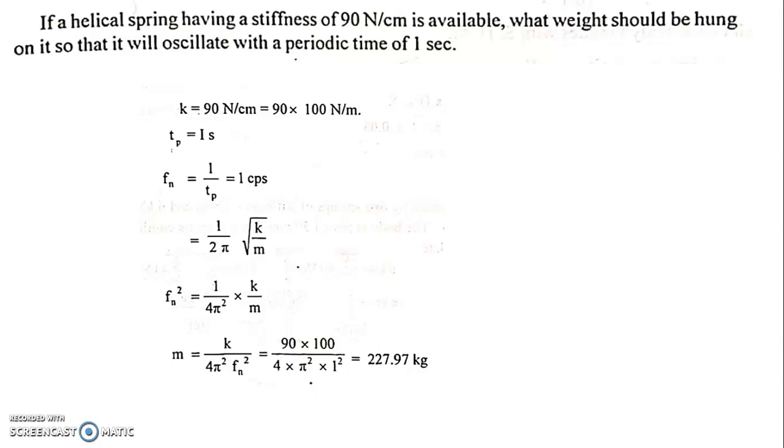So 9000 Newton per meter, and time period is 1 second. So its frequency will be 1 cycle per second. So frequency equal to 1/2 pi root K by M. K is given. You have to calculate the mass. So the mass can be obtained as 227.97 kilogram. Okay.